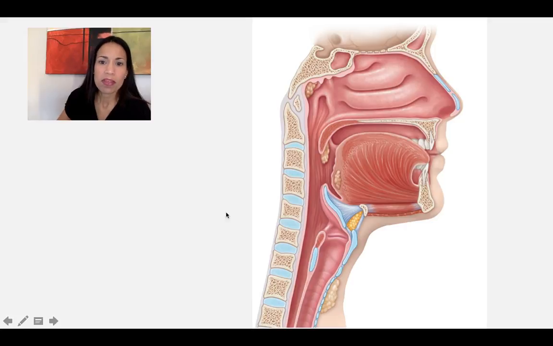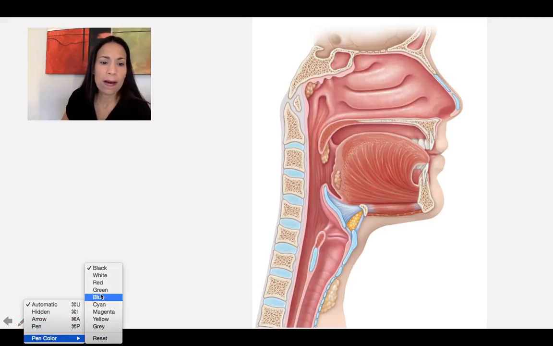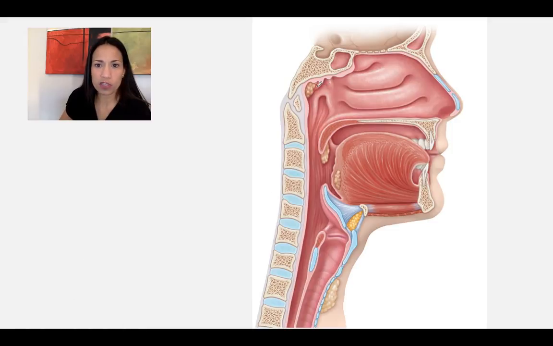Okay, so those are the two structures that we need to describe in the nasopharynx: the adenoid or pharyngeal tonsil and the auditory tube. What happens if the adenoid gets inflamed and bigger? What do you think is going to happen? It can block this auditory tube. This is what we're going to discuss in class.